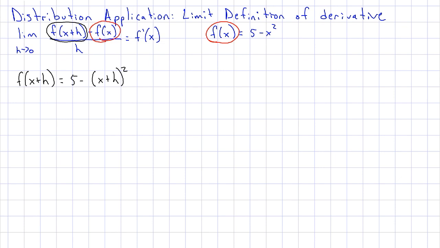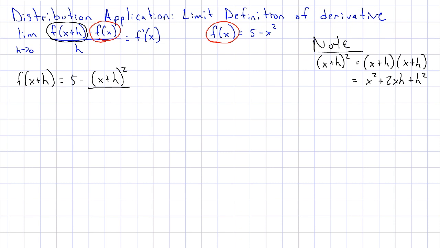So here you see this piece, x plus h squared, that's what we're going to have to FOIL in order to simplify. So I'm going to go ahead and do that now. So I'll do a little side note, and I'll FOIL this out so I can use it. X plus h squared, that's equal to x plus h times x plus h. And when I FOIL that, I get x squared plus 2xh plus h squared. So I'll rewrite this one over here as 5 minus x squared plus 2xh plus h squared.